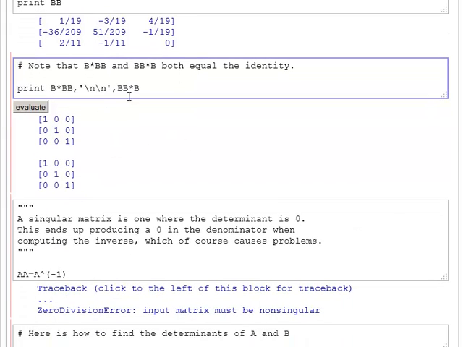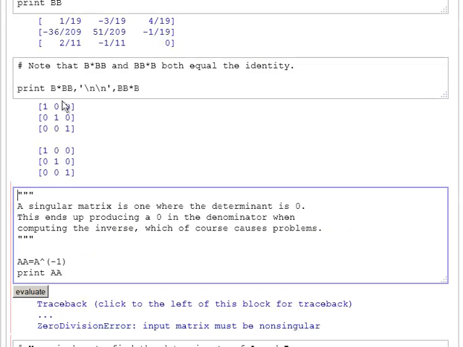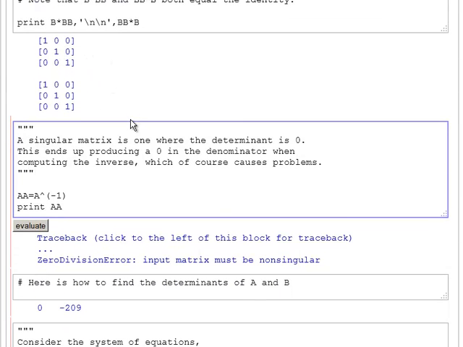Now, let's try. Let's multiply B times BB. We're going to do a matrix multiply of matrix B times its inverse, and let's multiply the inverse times B. So I'll try it both ways. And so here it says print B star BB, and then print BB star B. And I evaluate it, and notice in both cases it comes out the identity matrix. That's the nature of an inverse, is an element times its inverse gives you an identity.